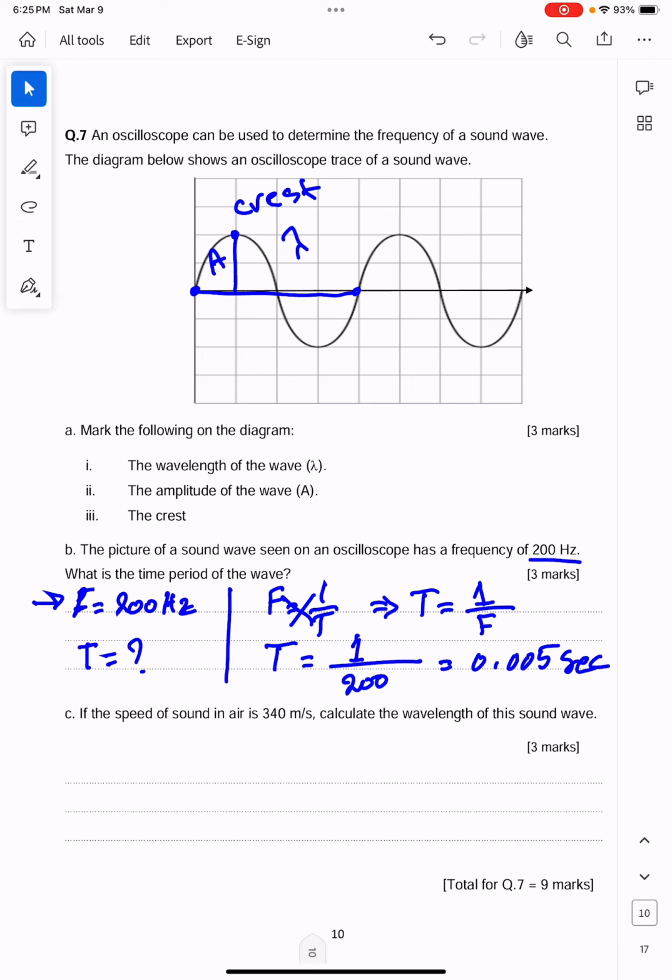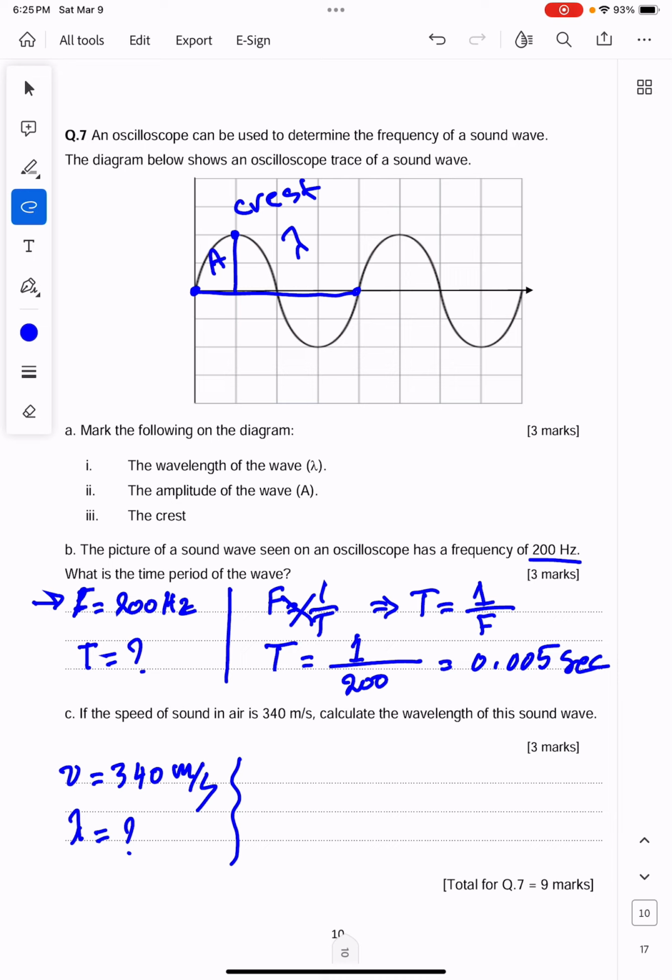Oh, we have the next question here. The next question is asking about the speed of sound in air, so they're going to give us the speed as 340 meters per second. Calculate the wavelength. They're asking about lambda, but you know, we have, let me draw it somewhere here. Okay, here. You remember that one?